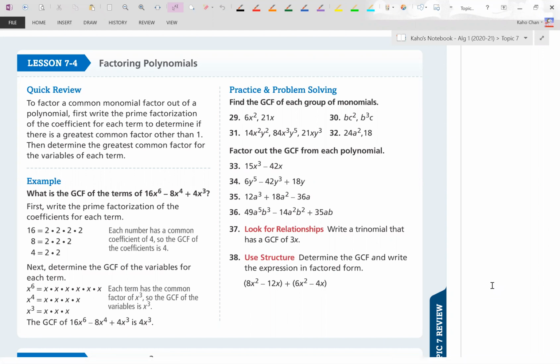We are going to do a 7.4 through 7.7 review. Grab your worksheet review packet and turn to page 309. We are going to do 7-4, Factoring Polynomials.